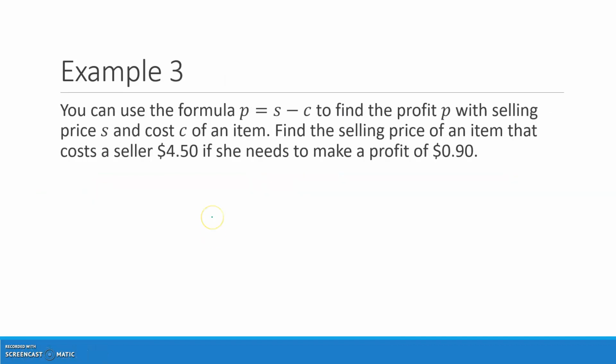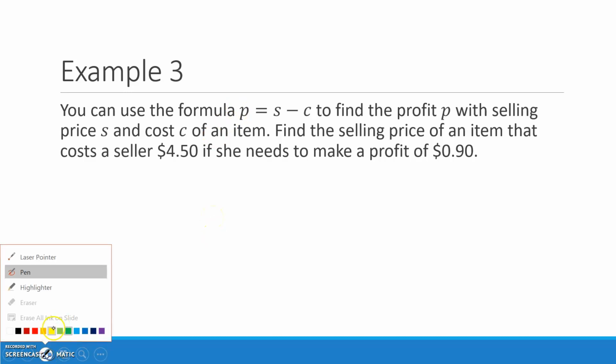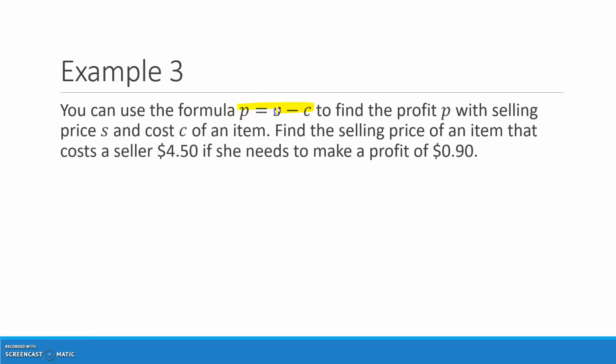Here they're giving us a formula. They're saying you can use the formula P equals S minus C to find the profit P with selling price S and cost C of each item. So in other words, the amount of money that you make is equal to how much you sold it for minus the cost. Makes sense. So find the selling price of an item that costs $4.50 if she needs to make a profit of 90 cents.